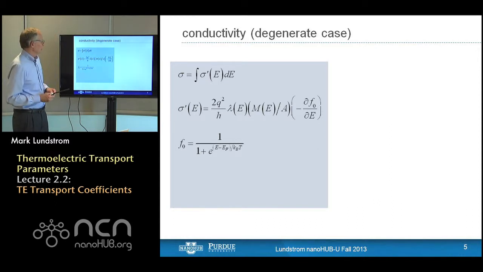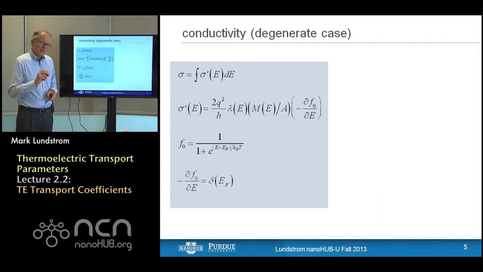What about a metal or a heavily doped semiconductor? In this case, my Fermi energy is way inside the band. If I look deep inside the band, all of the action is concentrated very close to the Fermi level, and I can think of this Fermi window as just a delta function centered right at the Fermi energy. That's where all of the action is.